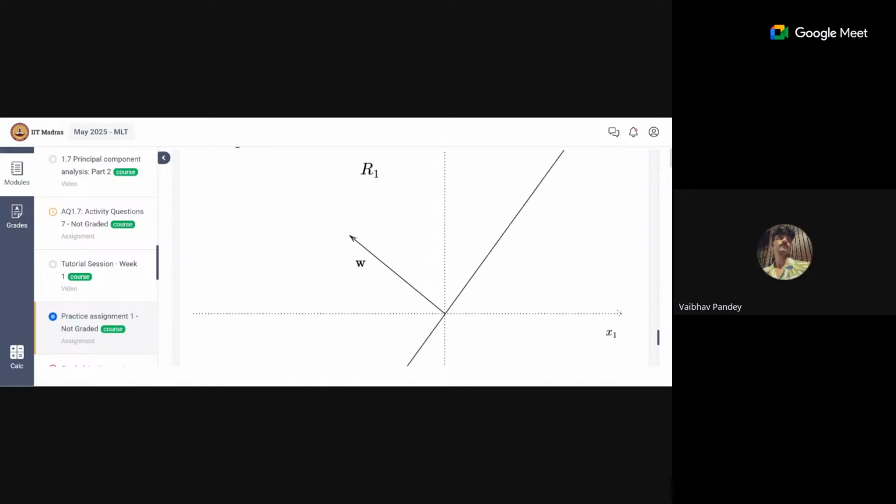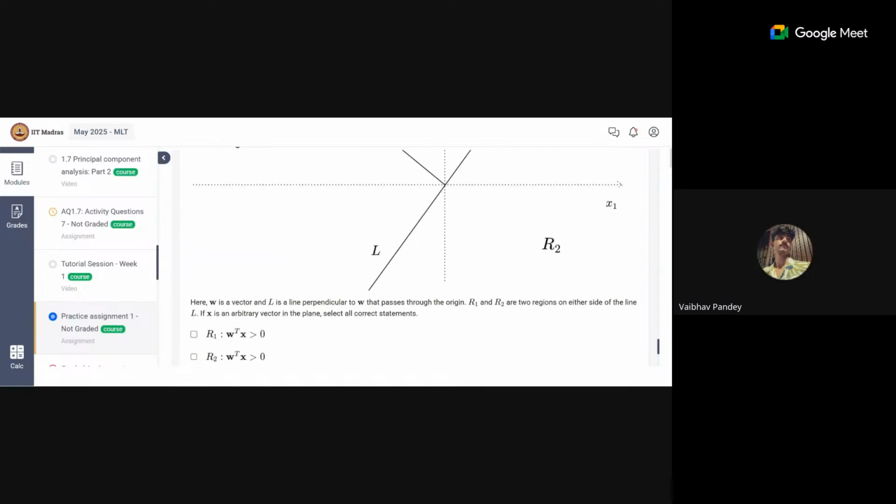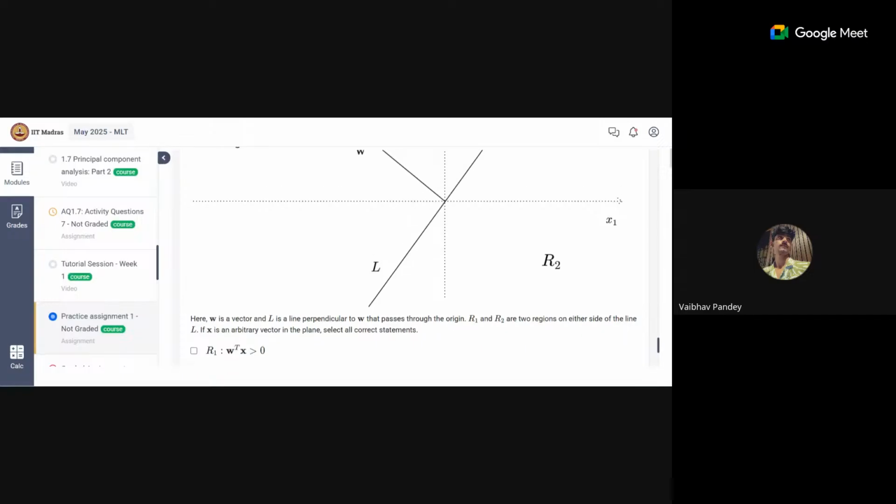But ma'am, W transpose X means a dot product. In the second quadrant, the cos value is always negative. And when we do the dot product of W and X, it becomes norm W norm X cos theta, so it comes out negative. How is it showing the answer as positive?